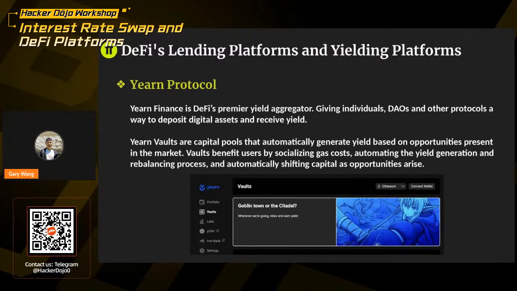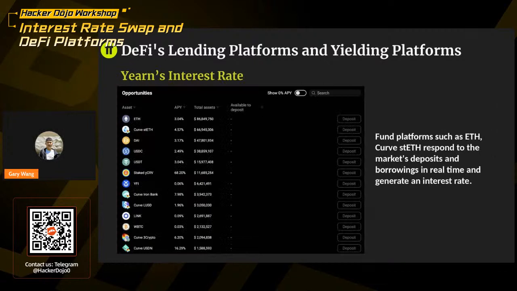Also, this yield rate is changing and fluctuating, and it differs between different markets, which you can see on the left-hand side of this slide. So we have a bunch of markets on the Yearn platform. We have the Ethereum market, which has like 3.04 APY, and the DAI market, maybe the rate is a little bit higher. USDC, the rate is a little bit lower.